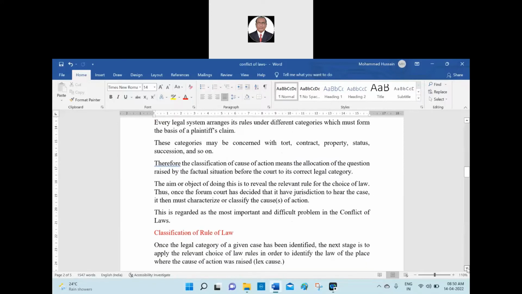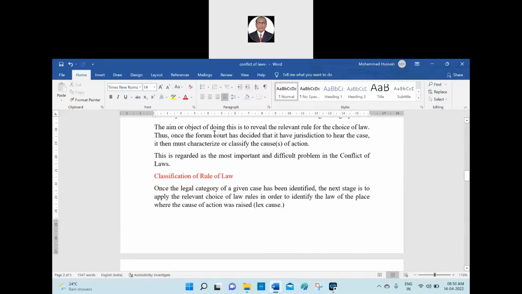Then, the aim or object of doing this is to reveal the relevant rule for the choice of law. Thus, once the forum court has decided that it has jurisdiction to hear the case, it then must characterize or classify the causes of action. This is regarded as the most important and difficult problem in the conflict of laws.